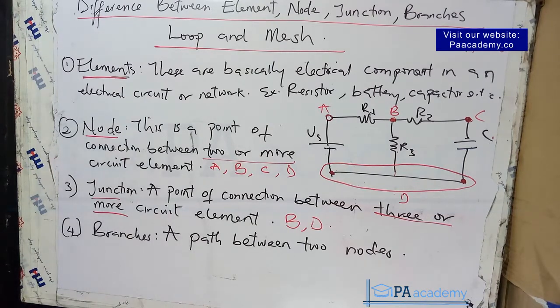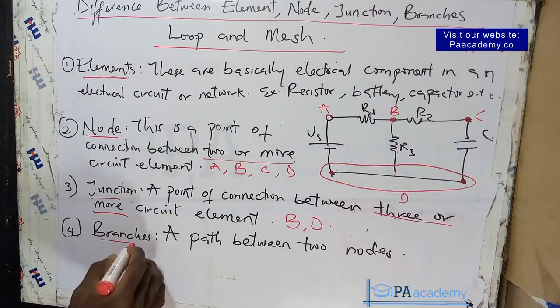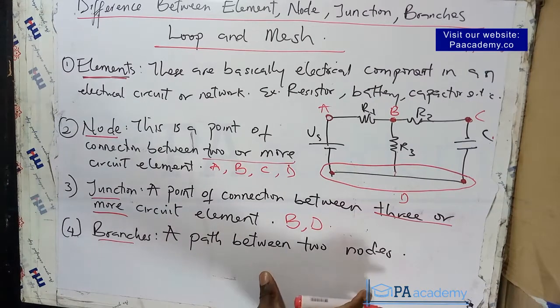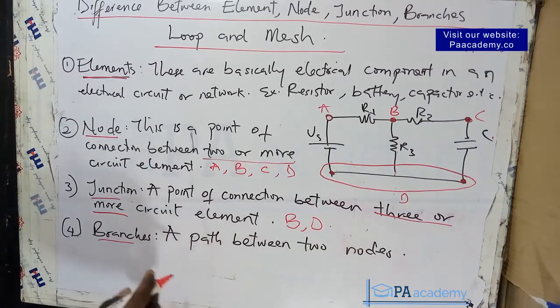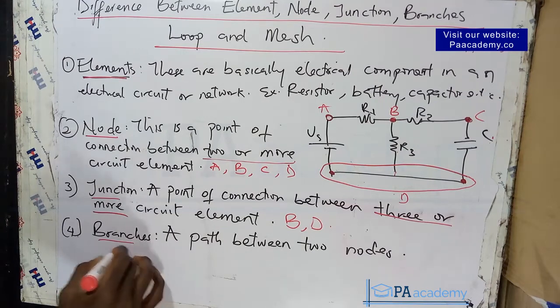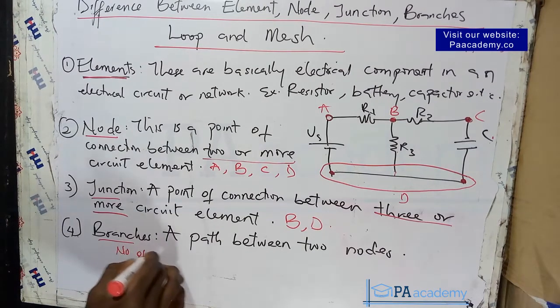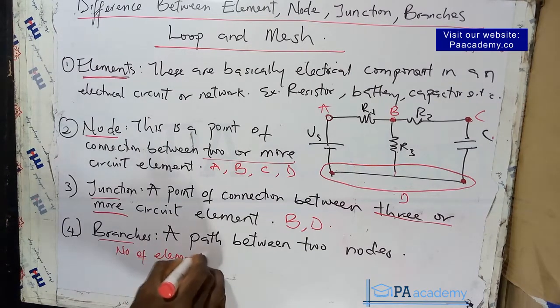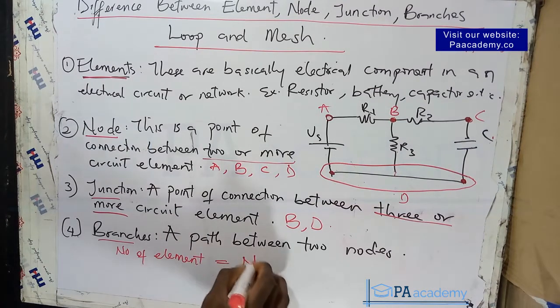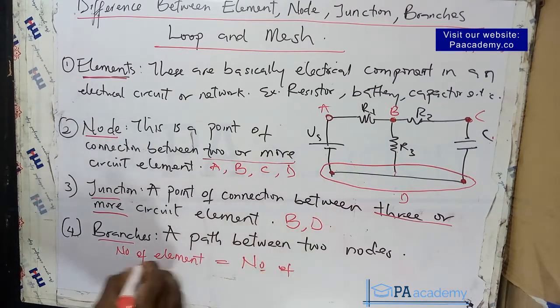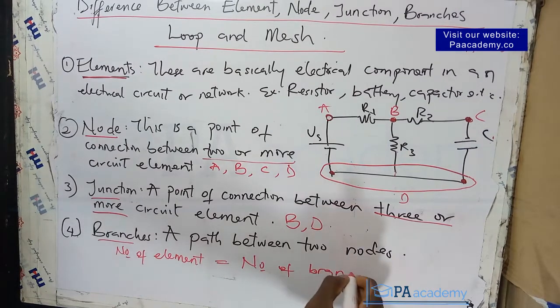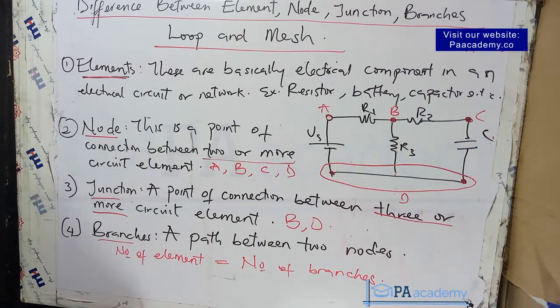So a path between two nodes. Now let's look at this. Basically, for you to identify the branches, the simple thing to note is that the number of elements is also equal to the number of branches. So in a circuit, if you have 5 elements, definitely you are going to have 5 branches. I hope that is clear.